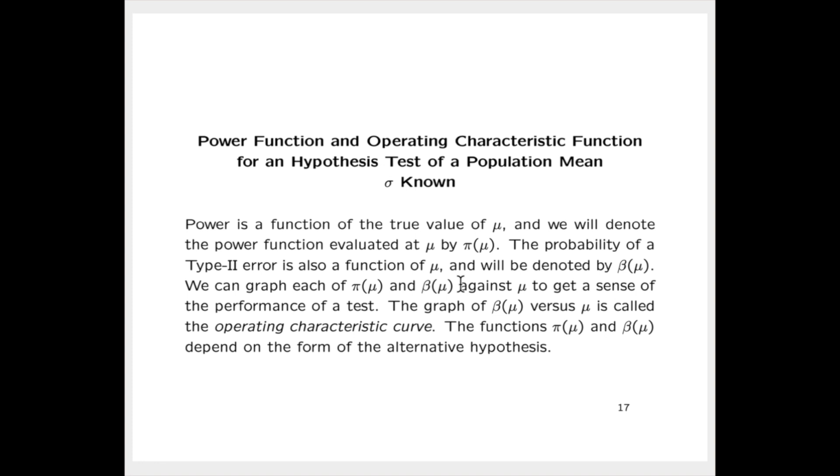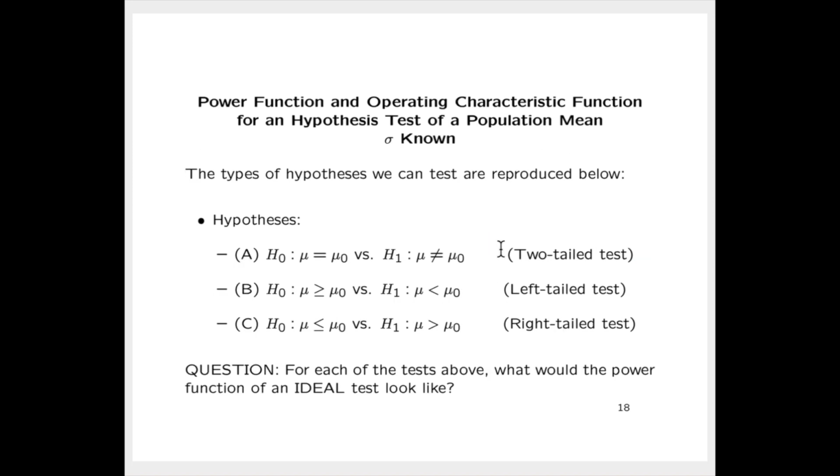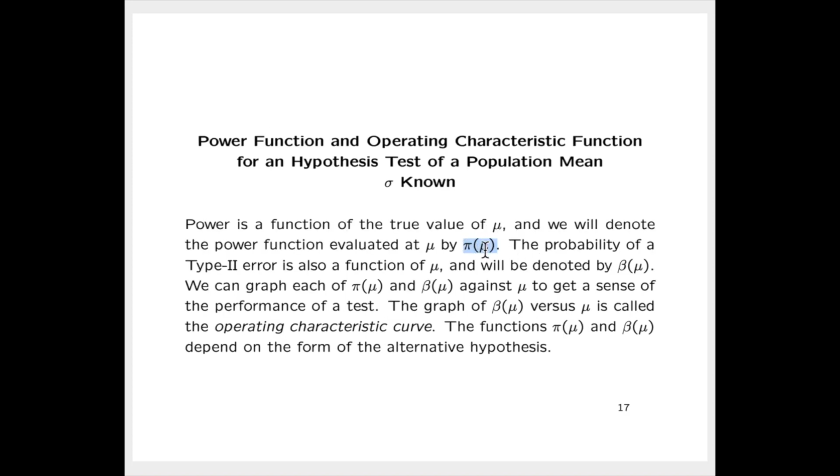And so we can represent this function beta, which is a function of mu, in functional notation this way. So we have the power function. Oops, let me go back. We have the power function, and we have the beta function. Now we can graph each of these functions of mu.